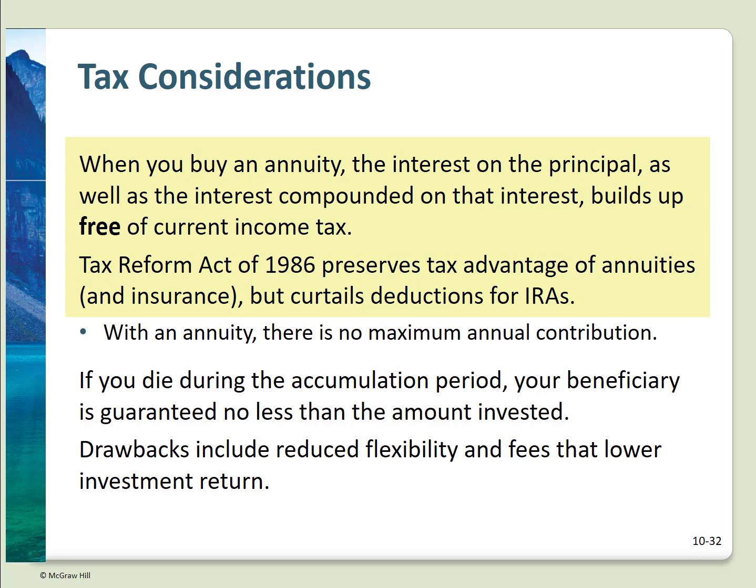The Tax Reform Act of 1986 specified that interest on both the principal and interest for annuities and insurance build up tax-free. Deductions for IRAs were, however, ended. With annuities, there's no limit on annual contributions, and beneficiaries are guaranteed no less than the amount contributed. On the downside, annuities do not tend to generate high rates of return, and once started, they're relatively inflexible.